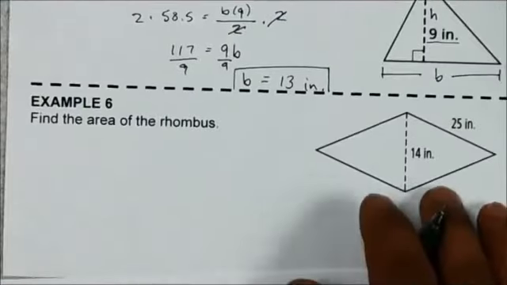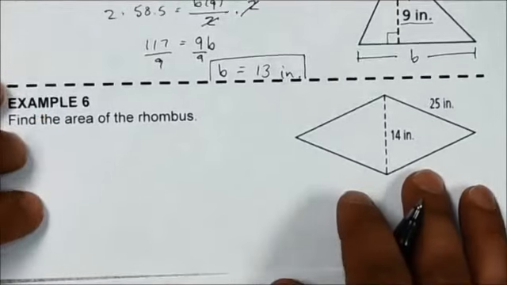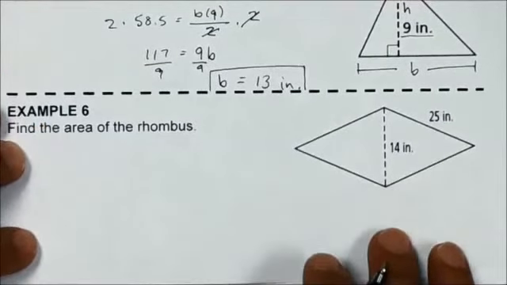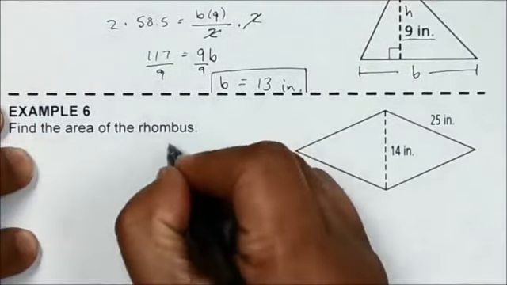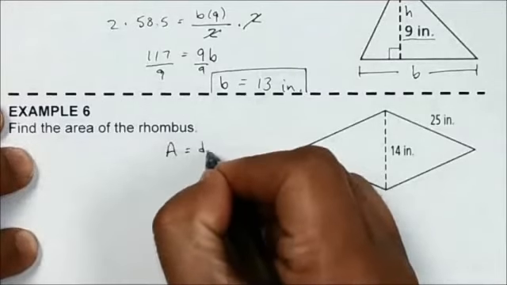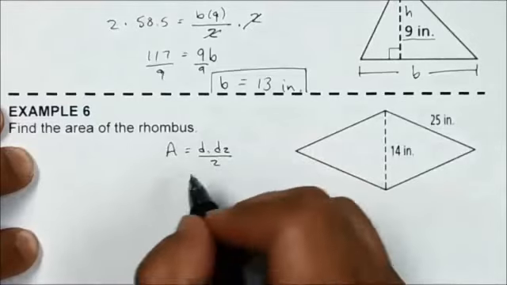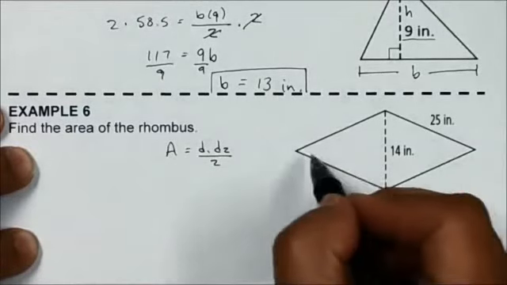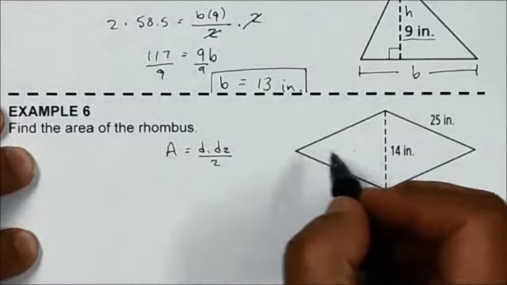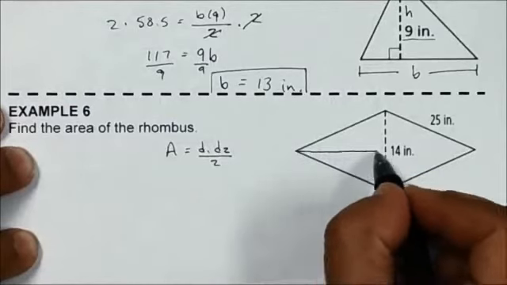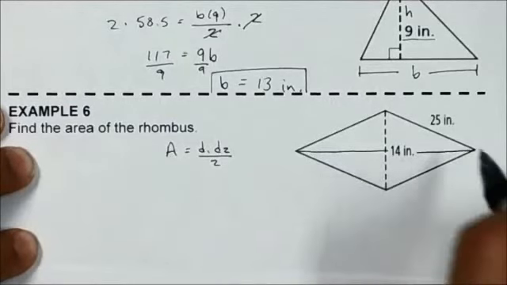All right, next example is a rhombus. We want to find the area of the rhombus. Now remember, the area of the rhombus is going to be equal to diagonal 1 times diagonal 2 divided by 2. I want half of the diagonals. Now this one's going to require a little extra steps because I'm going to need to find out this diagonal that goes across here.